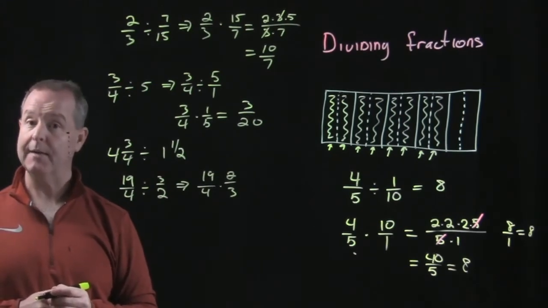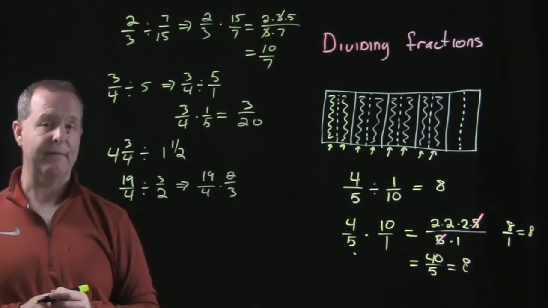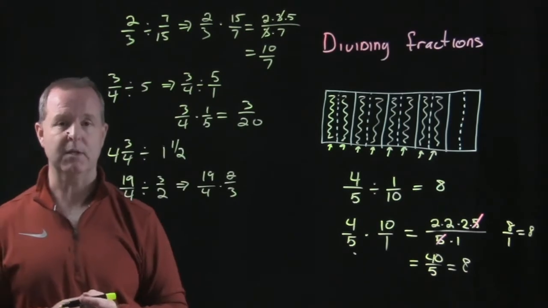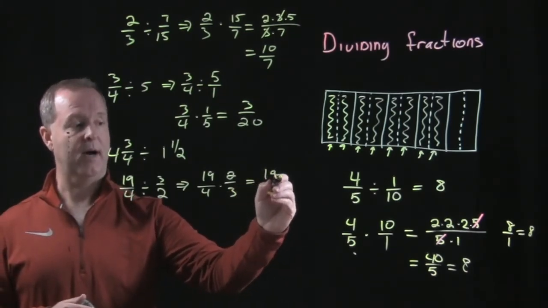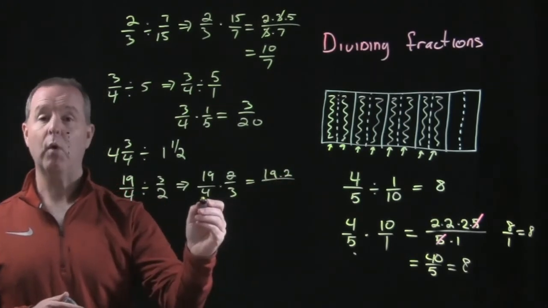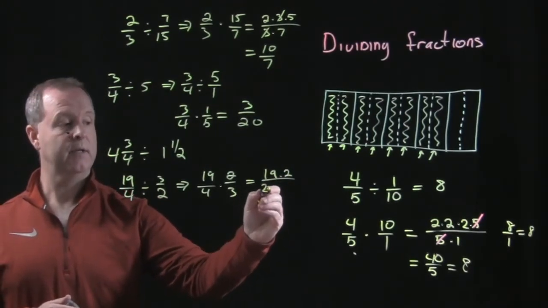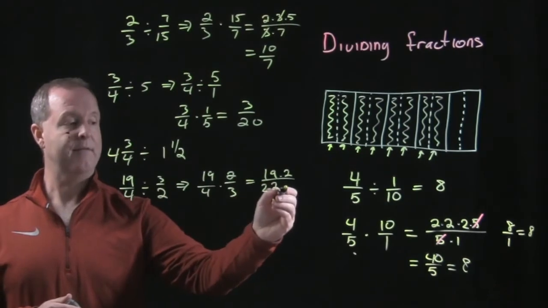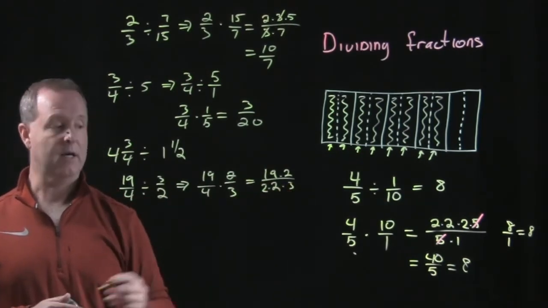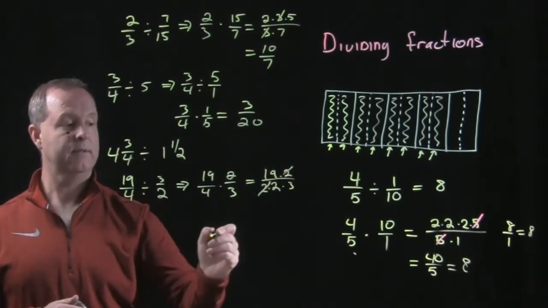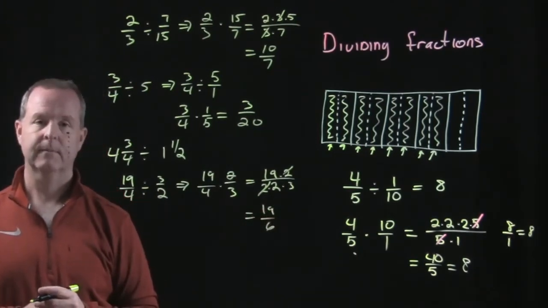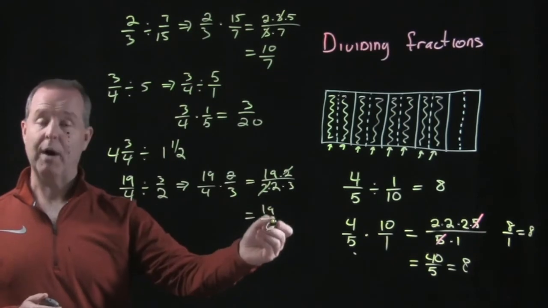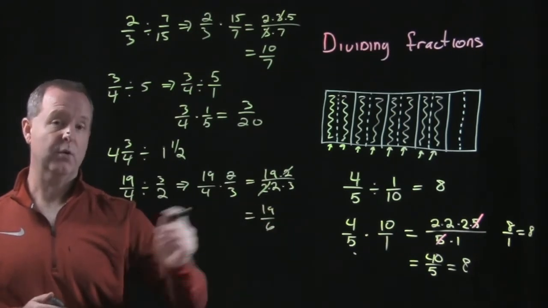I can see I'm going to have some common factors here, so I'm going to deal with that first because I don't really know what 19 times 2 is. That's a big number. But I can rewrite this as 19, which is prime, 2 is prime, 4 does factor down to a 2 times a 2, and then I have the 3. I can see a common factor of a 2 and a 2, so I'm left with 19/6.